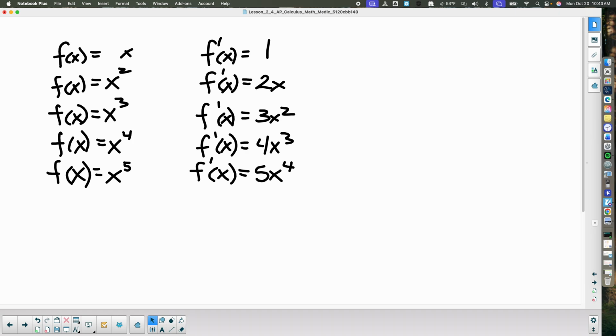Anything you notice? It doesn't even have to be fully correct. What kind of pattern do you notice between the original equations and derivatives? So I purposely went up 1 power each time. Any kind of pattern from the derivatives themselves?